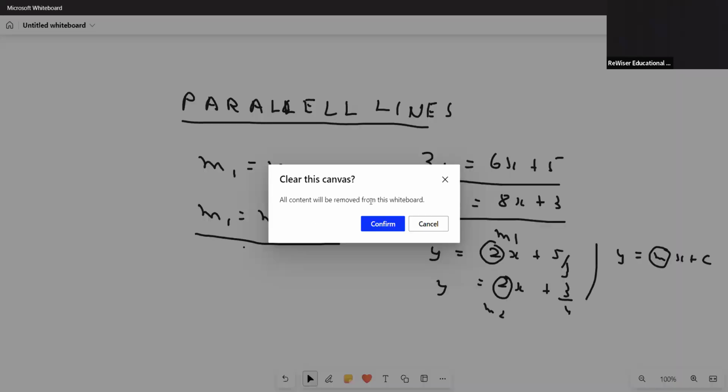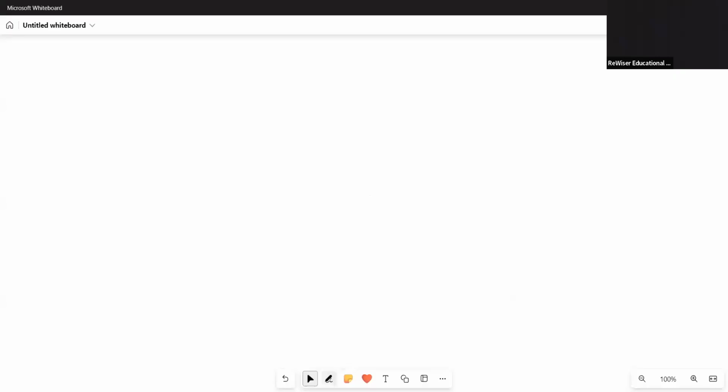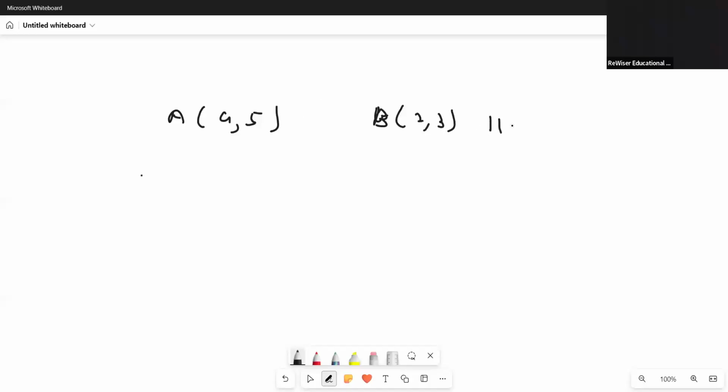One type of question asked on parallel lines is where they give you the coordinates of two points. Suppose the coordinates of point A are (a, 5) and the coordinates of point B are (2, 3). They say that AB is parallel to a line L1 whose slope is equal to 4. Then what is the value of a?